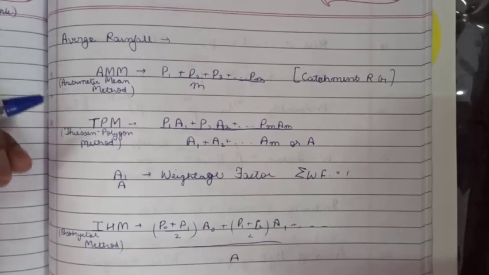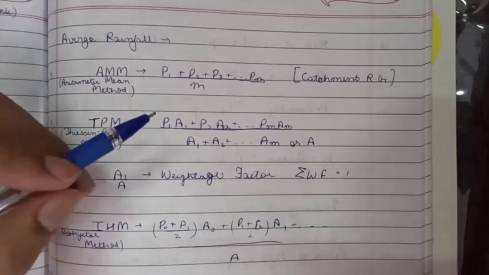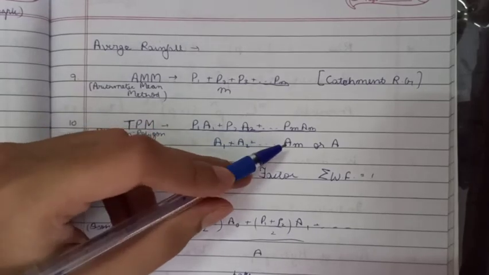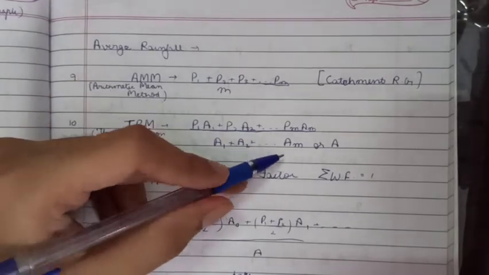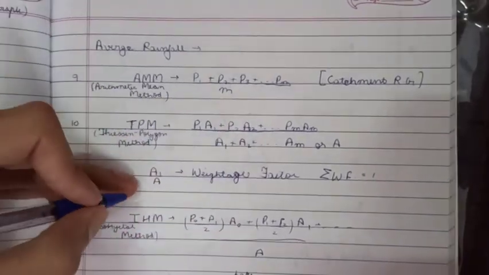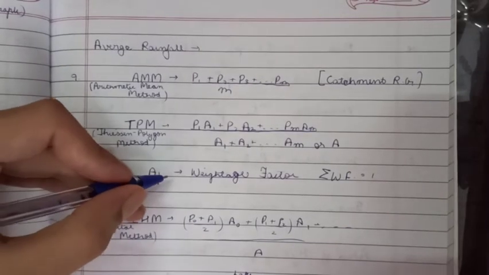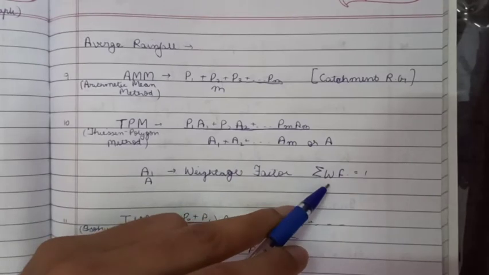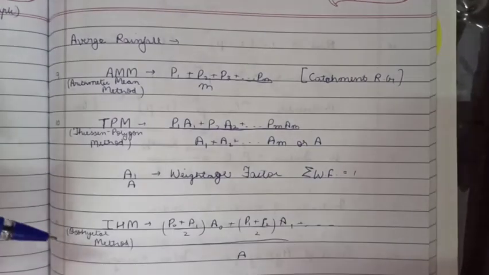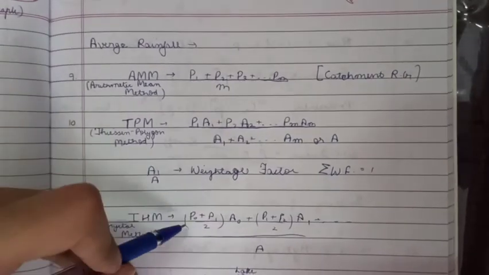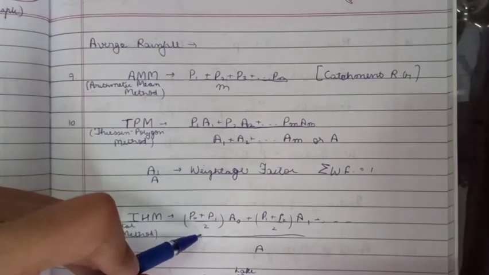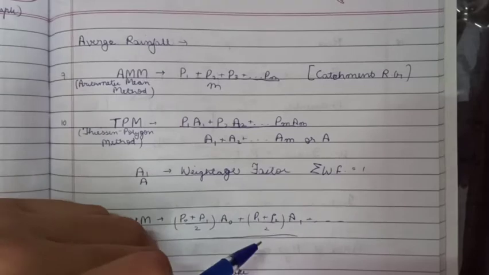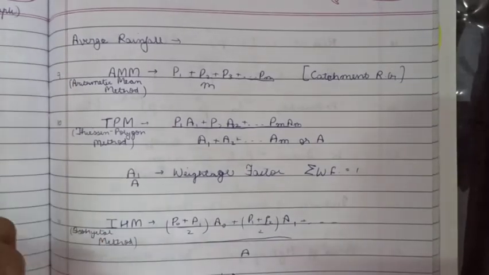In the second, that is Thiessen polygon method, we will use P1A1 plus P2A2 plus dot dot dot PMAM divided by A1 plus A2 dot dot dot AM, where A1 upon A is the weightage factor and sigma weightage factor is equal to 1. In isohyetal method, we will take P0 plus P1 upon 2 into A0 plus P1 plus P2 upon 2 into A1 dot dot dot divided by complete area.